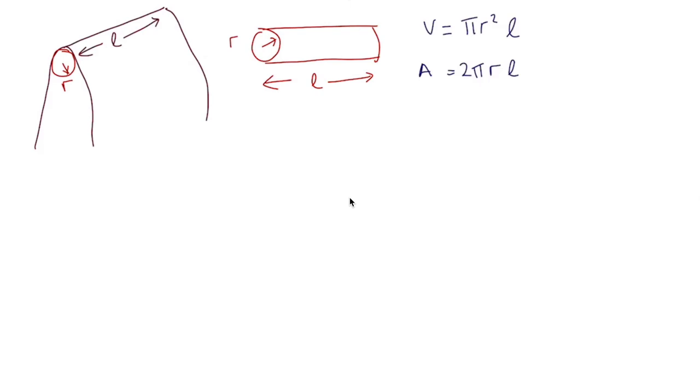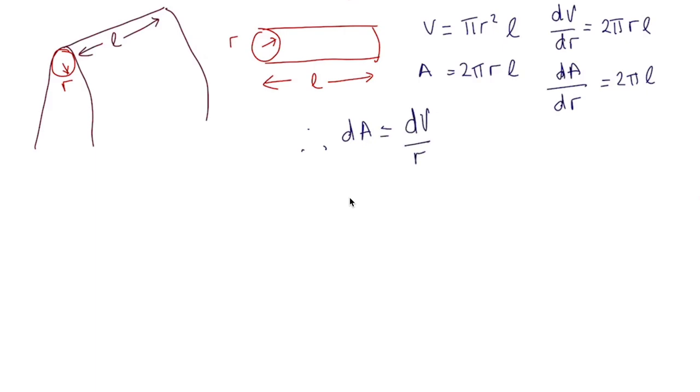So it follows that dV by dr is equal to 2 pi r L, and dA by dr is equal to 2 pi into L. And therefore, dA is equal to dV divided by the tip radius r. Now, supposing I set this change here to be just one atom, then I can work out the free energy change when I add one atom, because I simply multiply the change in area by the interfacial energy per unit area.